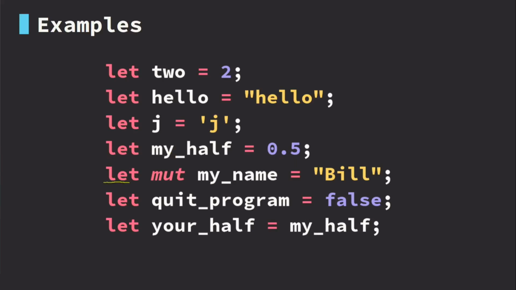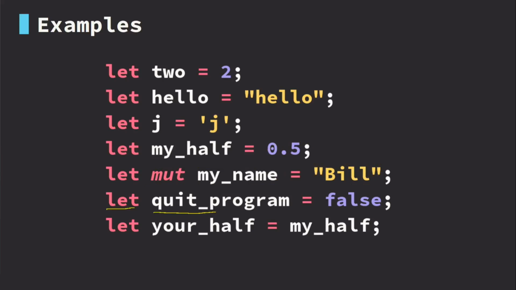Next, we have let a mutable variable named myname be assigned the value of Bill. So again, we have another string. This time, however, we have a mutable variable. So this variable myname can be assigned a different value later. So right now, it has the value of Bill, but later on we can change it to a different name.